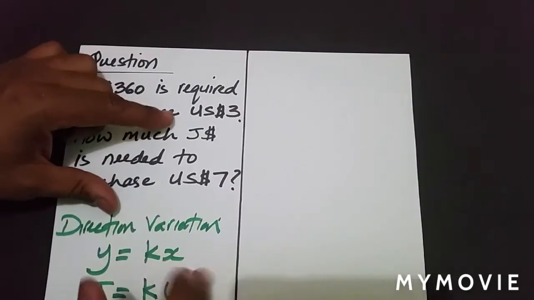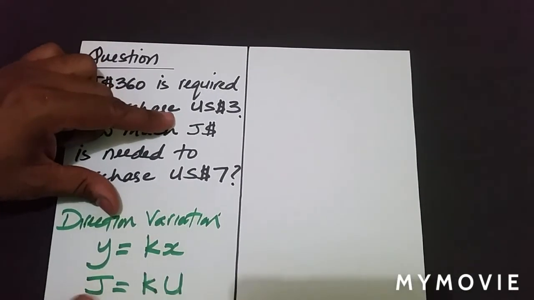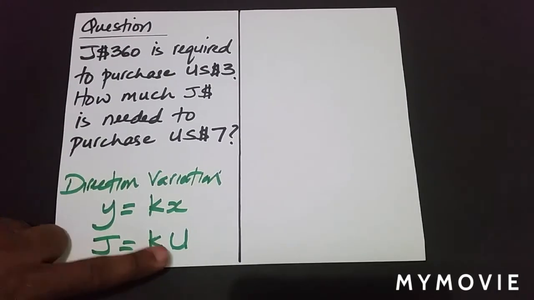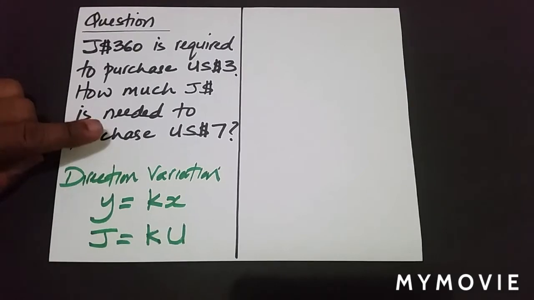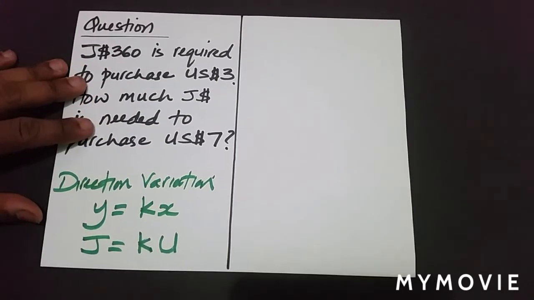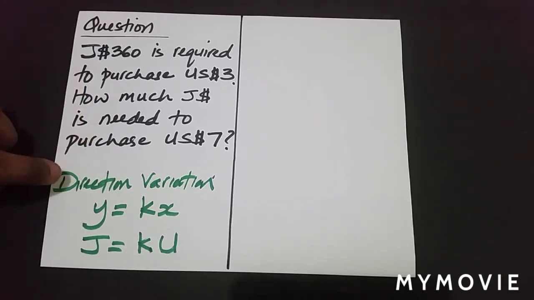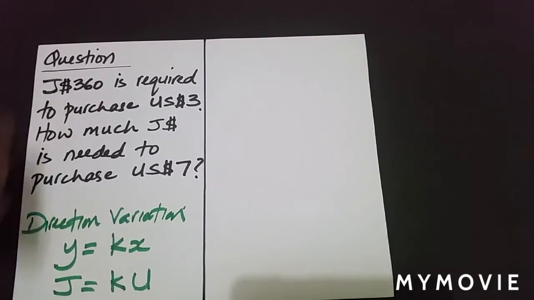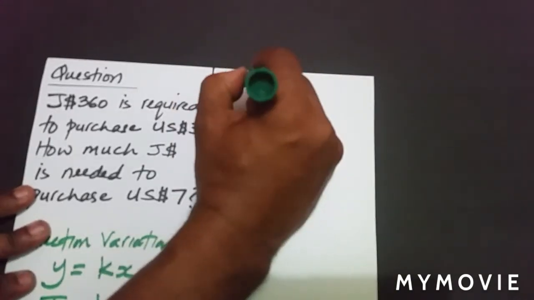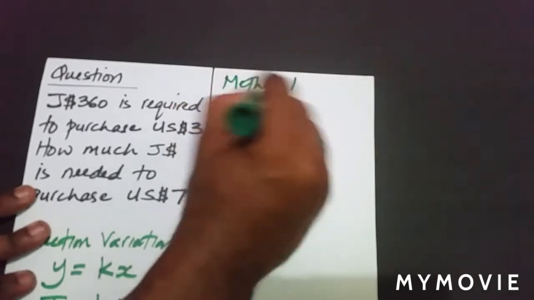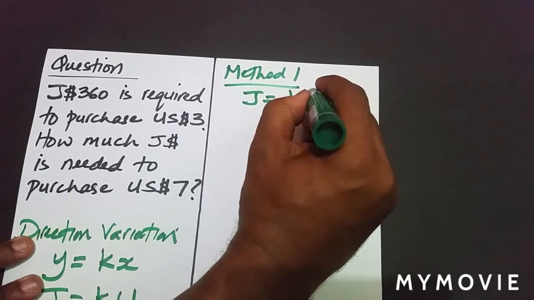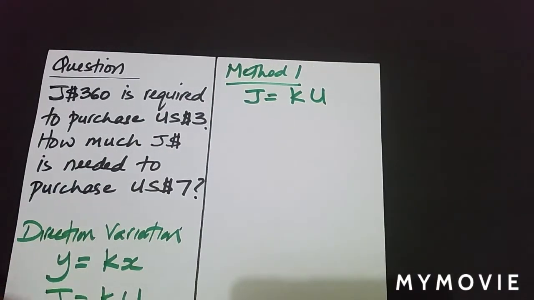All right. So this is for method 1 here. So j equals k times u. You don't have to stress yourself about whether you must put u here first or j, because you still can get the answer. It's just that the value of k might be different. In this particular case, we're going to find out. So we're going to approach this using method 1 first. Now, we're using j equals k times u. J for Jamaican and u for US.